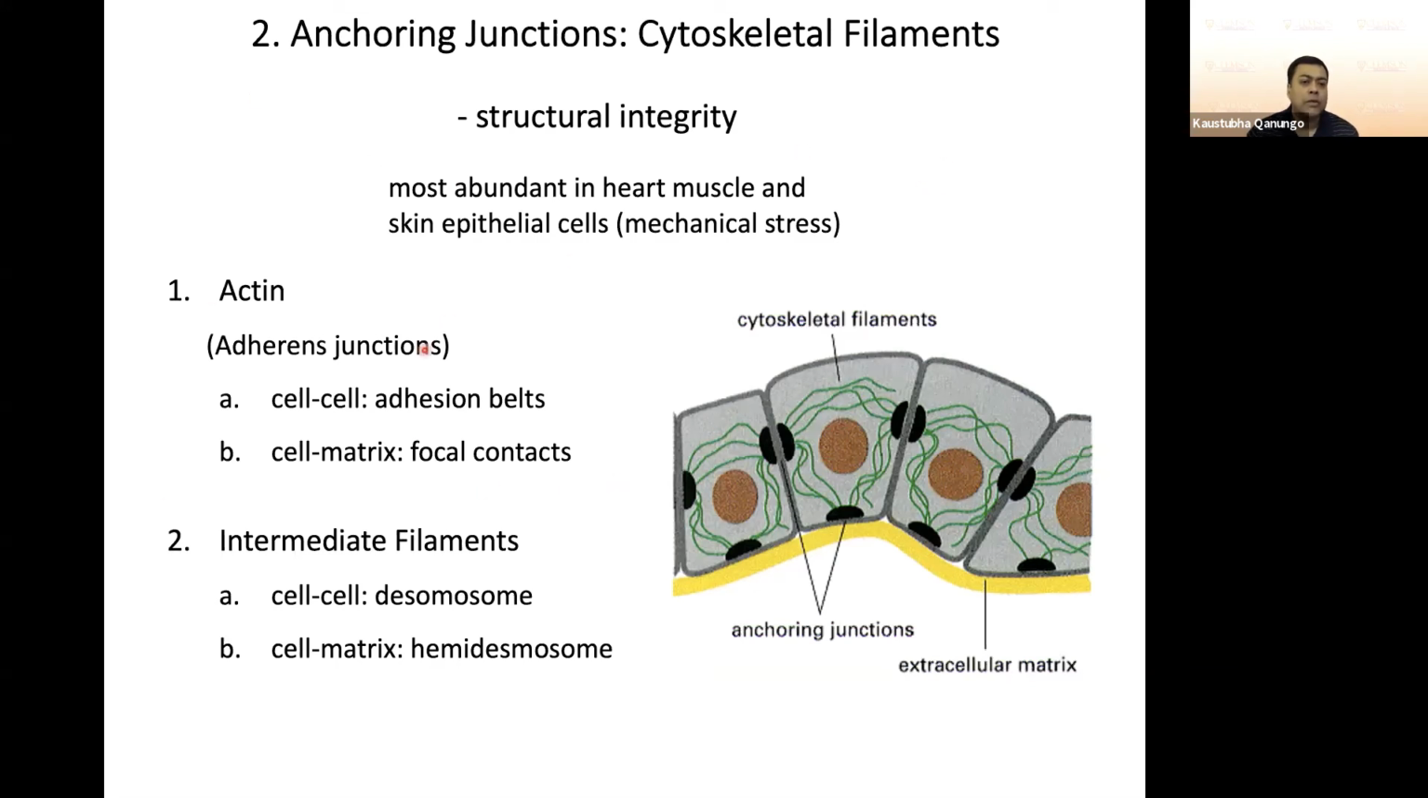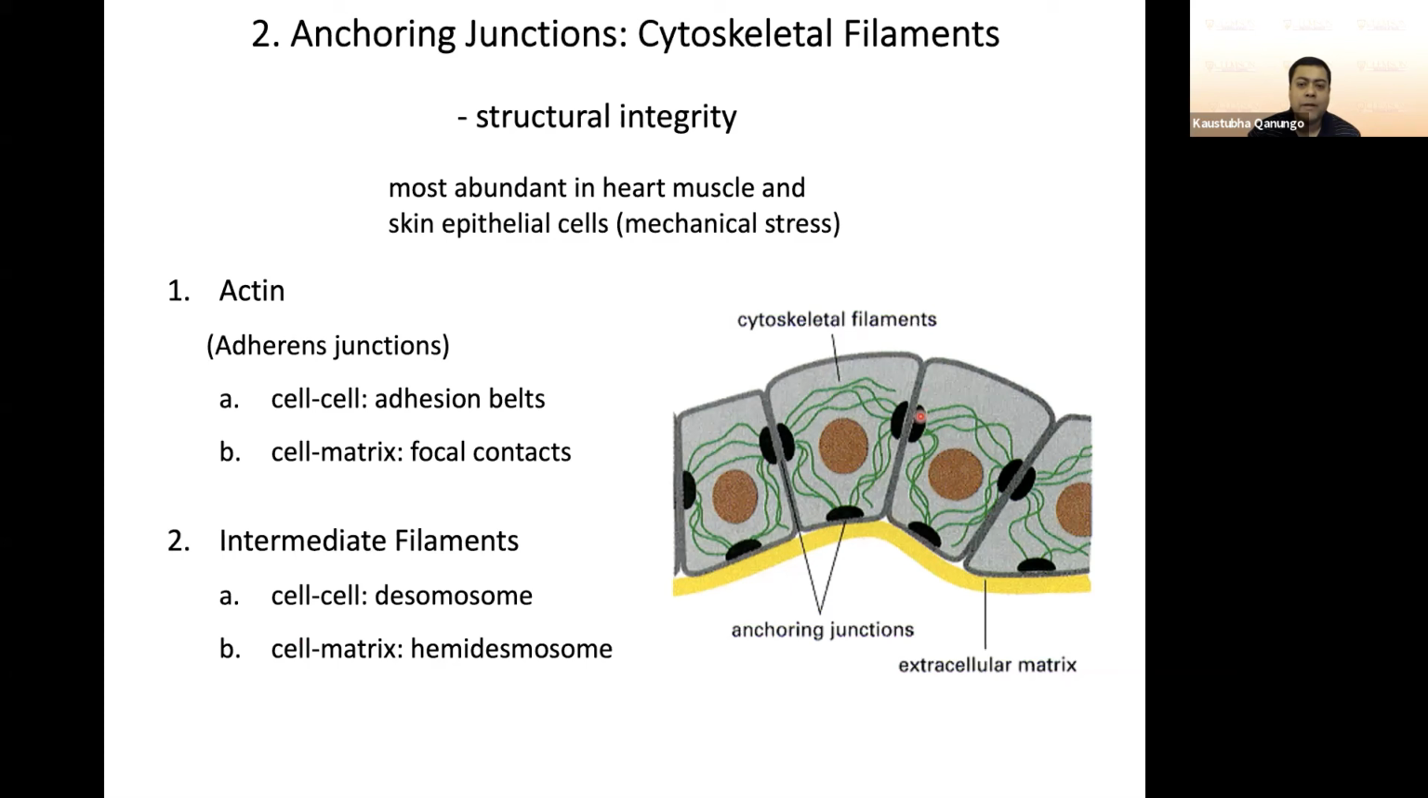So what are the two types? You have these adherens junctions. Adherens junctions are made up of actin, and we are going to take a look at these adhesion belts and focal contacts. Whereas the intermediate filaments make the desmosomes and the hemidesmosomes, and these are structurally much stronger compared to actin. The actin is finer; think about it as the diameter of these ropes being a little bit less. So that's the overview of that.